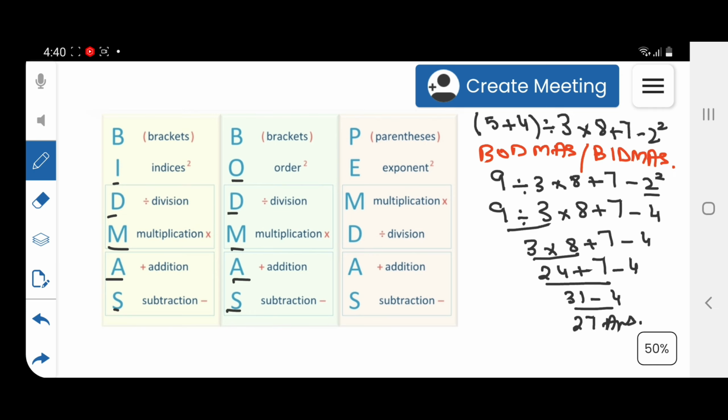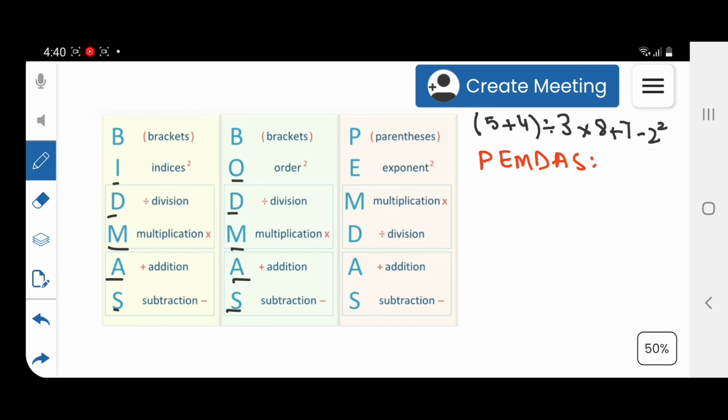Now here let's check the answer with PEMDAS. Okay, now let's solve it with PEMDAS. So P, parenthesis, the same thing, that is brackets. So 5 plus 4 is 9 divided by 3 multiplied by 8 plus 7 minus 2 to the whole square. Now here the second thing is exponent, this one, the same thing, power or order. 7 minus 2 square is 4.